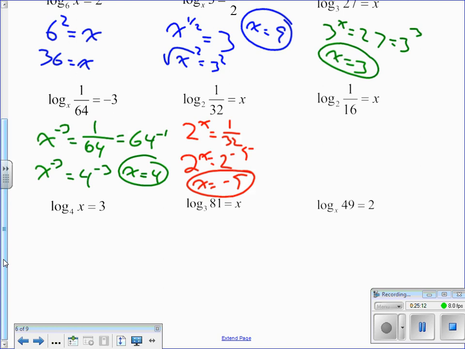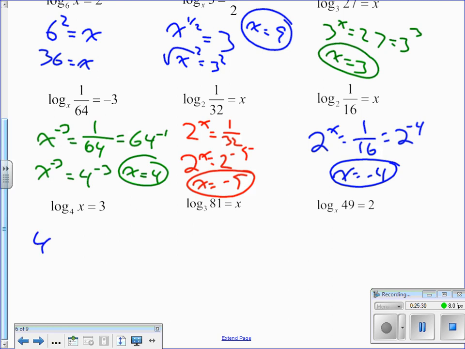Same thing here. 2 to the x is equal to 1 over 16. I actually think we did this on the other page. Yeah, 1 over 16, that's 2 to the -4. So x equals -4. Okay. This one's 4 cubed is equal to x. That's easy enough. 64.